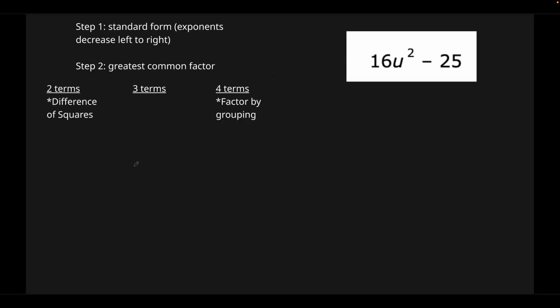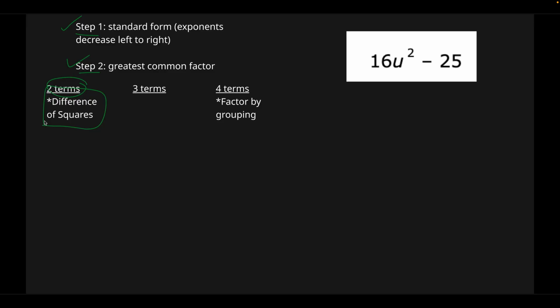Here we go. So, we've been following these steps. Step 1, is it in standard form? Yes, it is. Step 2, is there a greatest common factor? No, there is not. Step 2 is done. All right, and now we come to the new part for today. There are two terms, so we're going to be looking here, and we're going to talk about difference of squares.